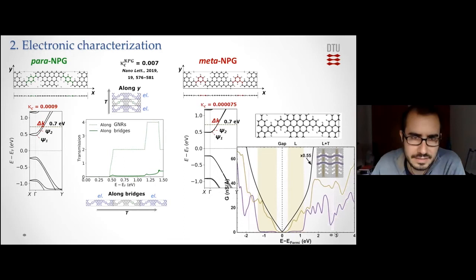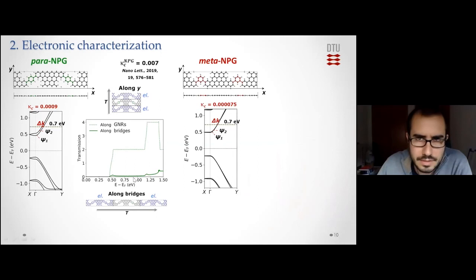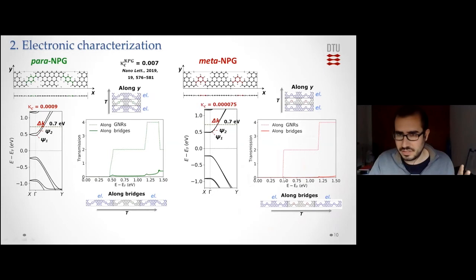And the transmission along the bridges is also smaller than in the nanoporous graphene. Okay, now what about the meta MPG? So here we get this picture. You can see that the quantization along the graphene nanoribbon direction is even more clear. So the transmission along the graphene nanoribbon channels have clear steps.